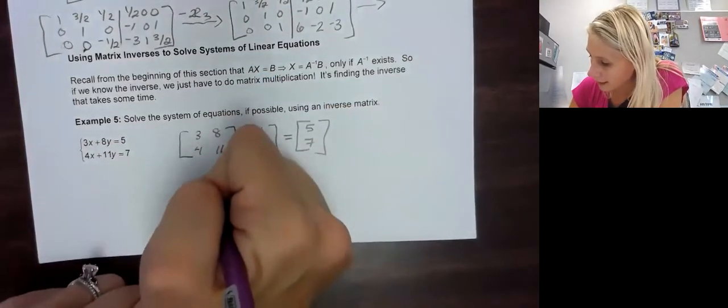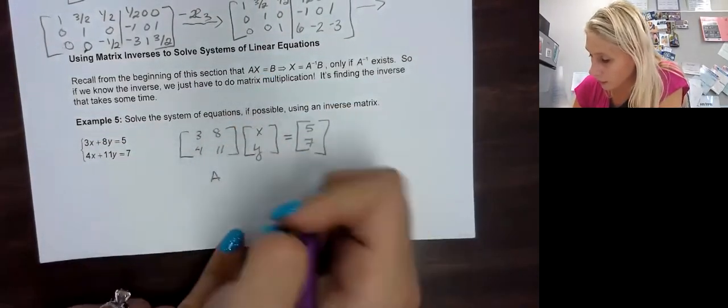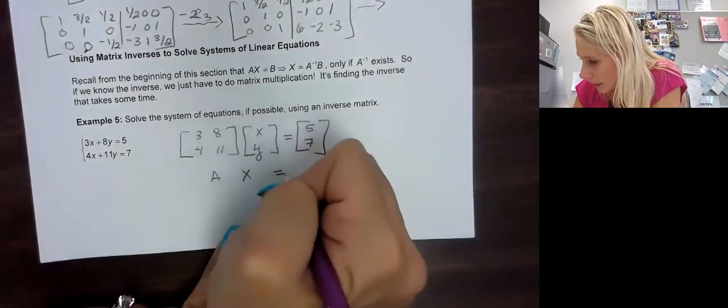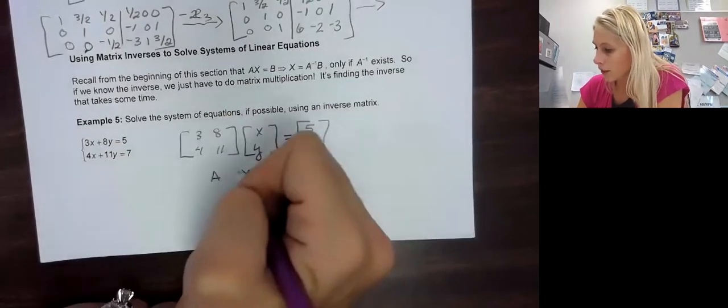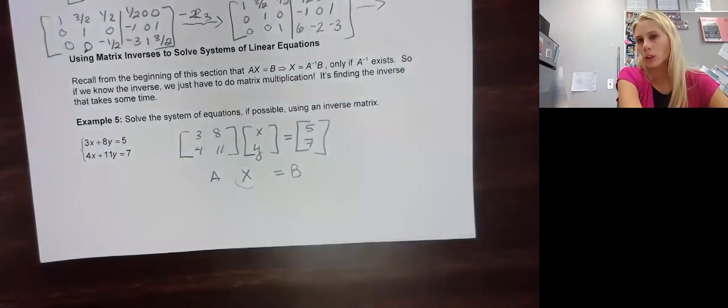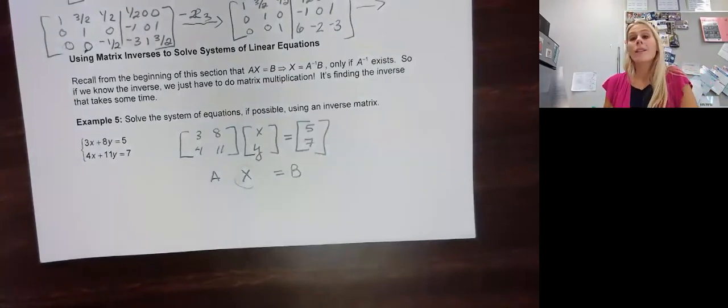I just set this up as matrix A times matrix X equals matrix B. So again, we're solving for X. Now, if this were a normal algebra problem, you would say, well, let's divide by A. But of course, there's no division in matrices.